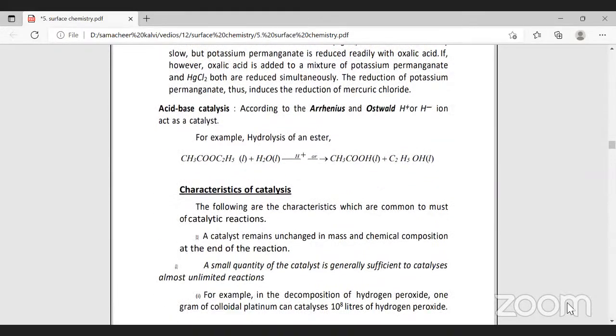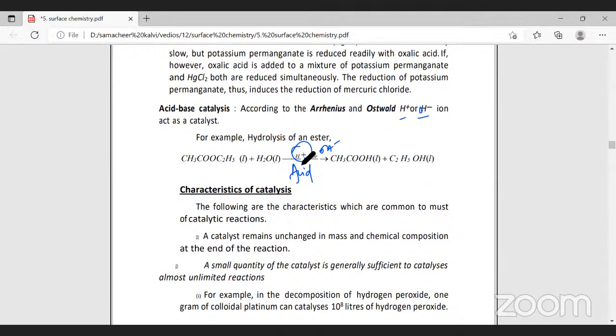Acid-base catalysis. According to Arrhenius and Ostwald, H plus and OH minus ions act as catalysts. So hydrolysis of an ester in the presence of an acid, H plus, or a base, OH minus, is an example of acid-base catalysis. So an acid can catalyze the reaction, or a base also can catalyze the reaction. So these 6 or 7 types of catalysis we have learned.